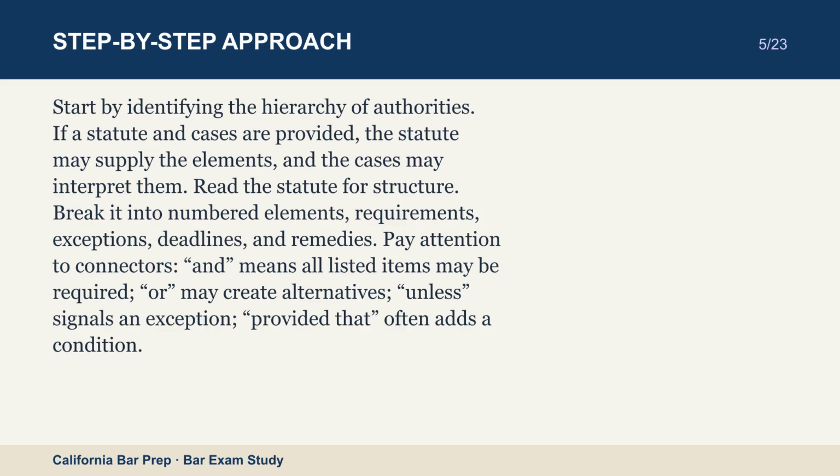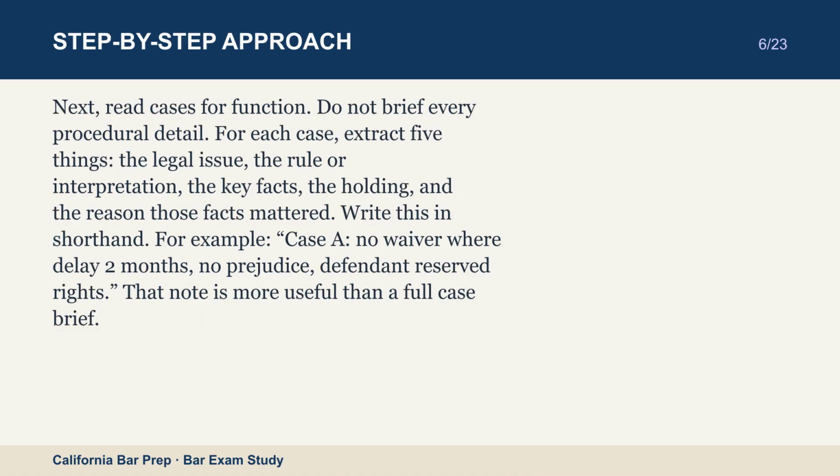Next, read cases for function. Do not brief every procedural detail. For each case, extract five things: the legal issue, the rule or interpretation, the key facts, the holding, and the reason those facts mattered. Write this in shorthand. For example, Case A: no waiver where delay two months, no prejudice, defendant reserved rights. That note is more useful than a full case brief.